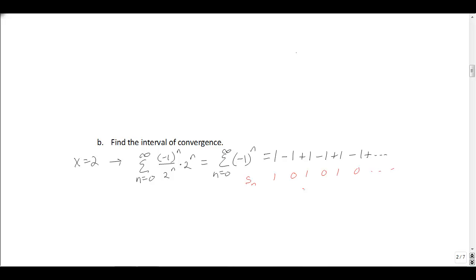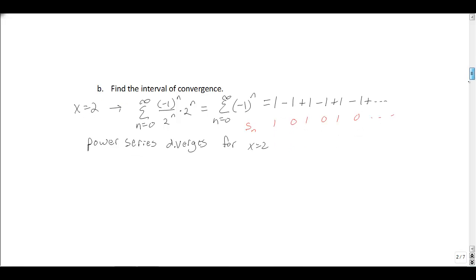That's not converging. So really, our power series diverges for x equals 2. So we don't get the right endpoint of the interval. What about x equals negative 2?